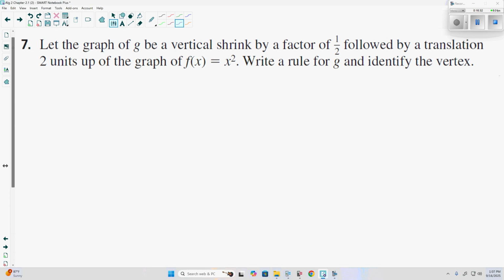Let G be a vertical shrink by a factor of 1/2, followed by translation 2 units up of the graph f of x equals x squared. Again, it's another one of those that we could just stick it on there and it would work, but I'd rather step through it. Vertical stretch or shrink, if we're applying, it's a times f of x, where a is the amount that we're stretching or shrinking the function by vertically. And the value of a is 1/2.